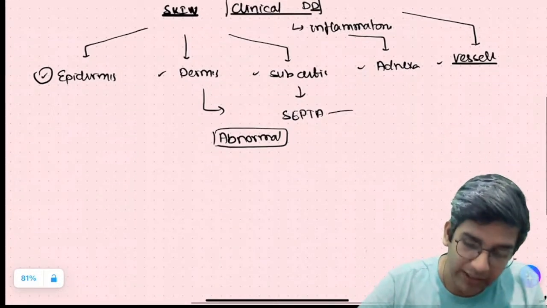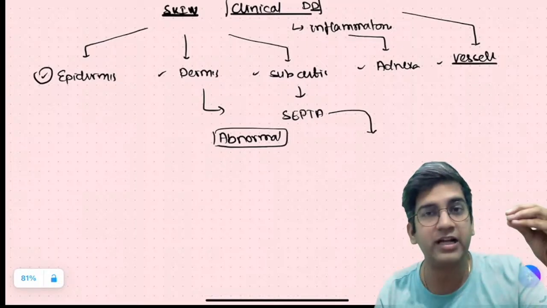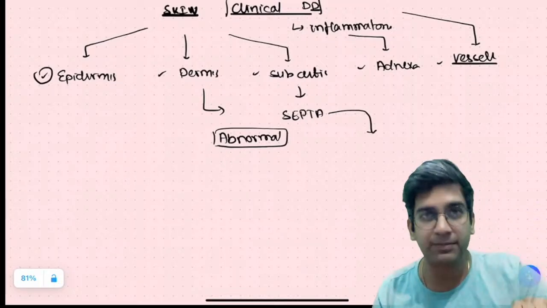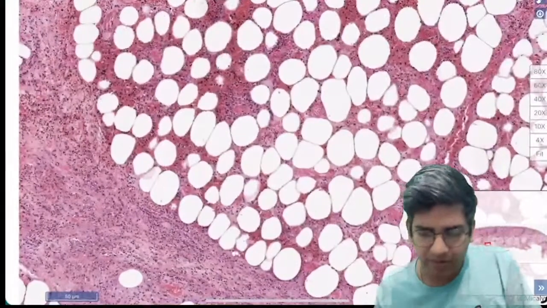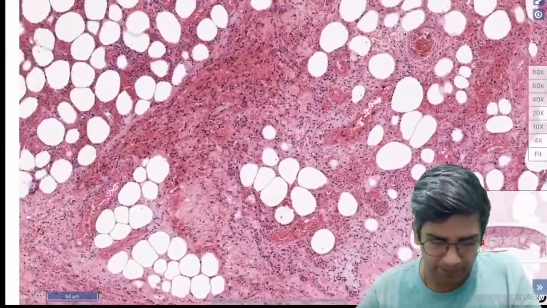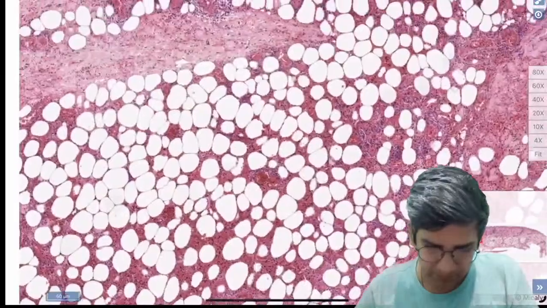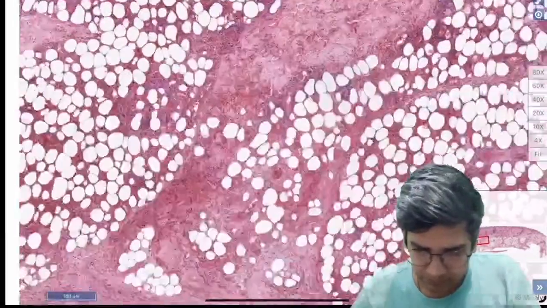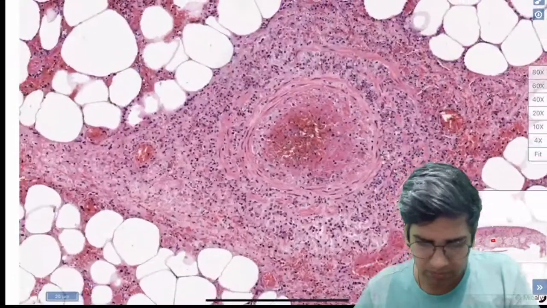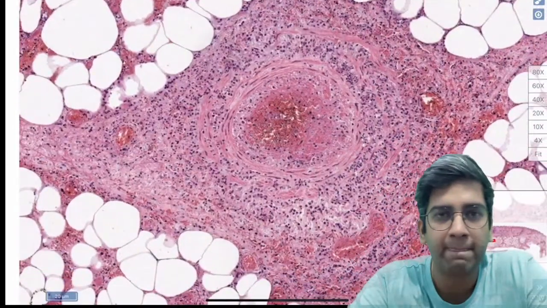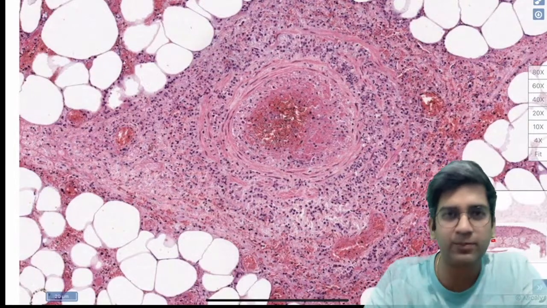Now let's go a little bit into the septa, because dermis is very big for me to concentrate and find what is the exact abnormality. Let's look at the septa, which is a very thin, very small area, and let's see where exactly is the abnormality in the septa. Okay, let's look at this area. Okay, let's zoom into this area.